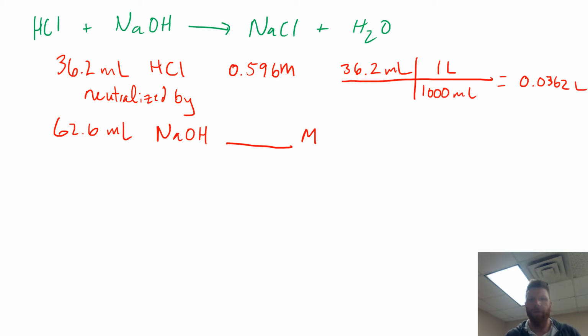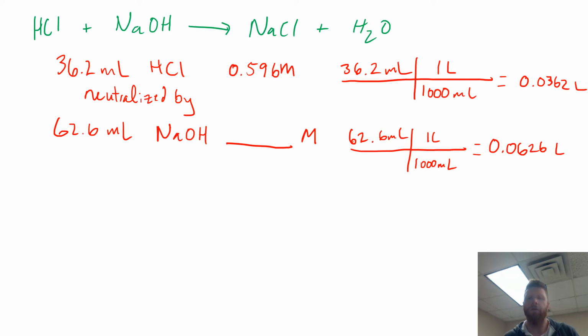Now our other volume is 62.6 milliliters. And notice that both of these numbers are basically the same. We have a number in the ones and the tens position. So we do the same dimensional analysis and come up with a similar number in terms of the decimal place. So 0.0626 liters. Now what we can do is figure out the number of moles of HCl quite simply.